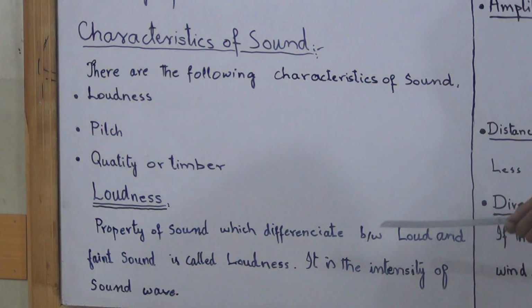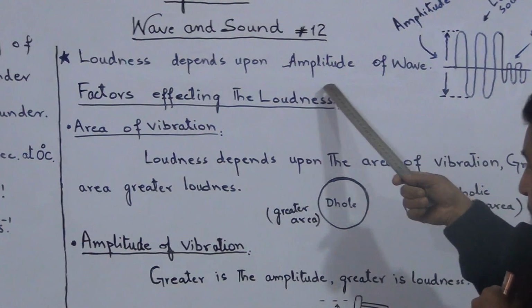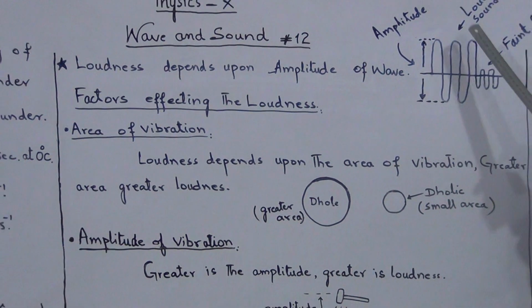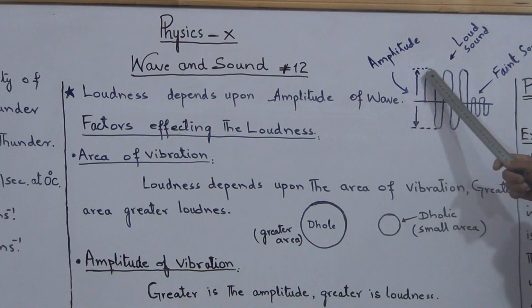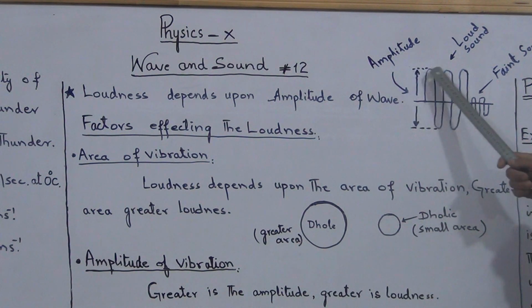So loudness is the property by which we can differentiate where there is loud sound and where there is faint sound. For the MCQs, this question arises: loudness depends upon the amplitude of the wave. Look at the diagram. This is, for example, a wave. This is the amplitude, the maximum up condition and maximum down condition of the wave.